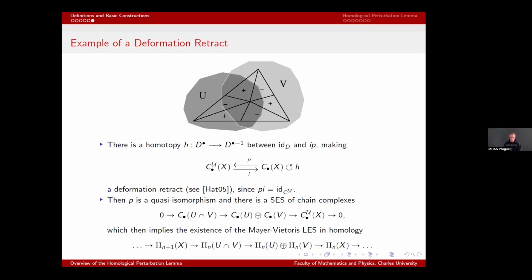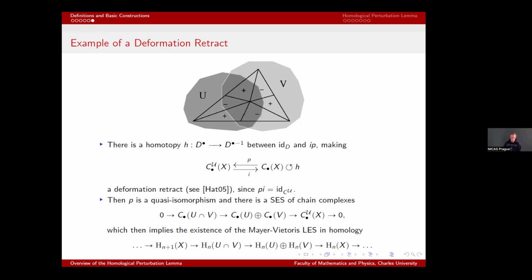And then in Hatcher, there is a very technical construction of the homotopy between the identity on this singular chain complex and the composition IP. And so this is then a deformation retract. Actually, this construction can be done for an arbitrary open cover U of X. It doesn't need to consist of only two open subsets. But when it does, we can use it to construct the Mayer-Vietoris long exact sequence in homology.